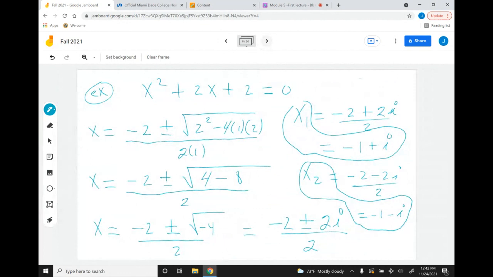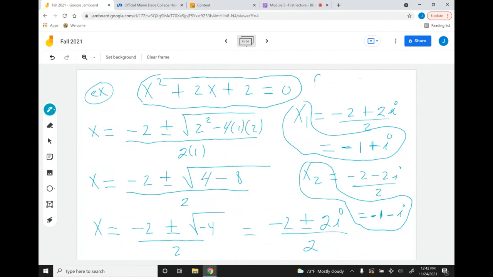So as you can see, this is an example where you have a quadratic equation and you cannot factor it, but you can still solve it by using the quadratic formula. And when you're done, you end up with two complex solutions. That is negative 1 minus i, and also negative 1 plus i. And you can put them into a set like this.